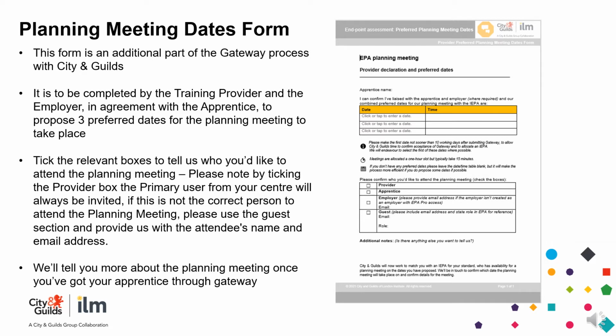Please note, by ticking the provider box, the primary user from your centre will always be invited. If this is not the correct person to attend the planning meeting, please use the guest section of the form to provide us with the attendee's name and email address. We will cover the planning meeting process in more detail once your apprentice has completed Gateway.